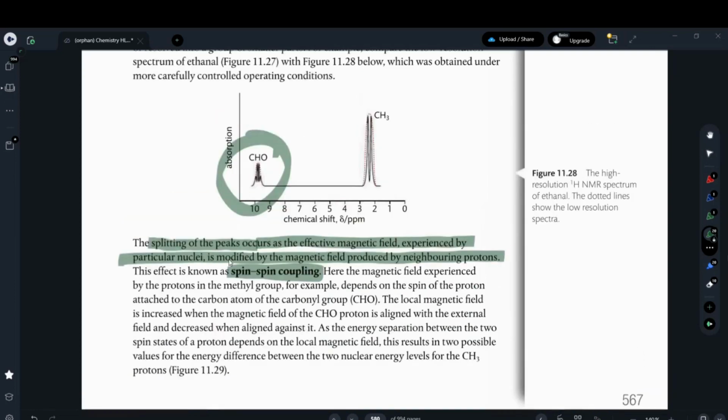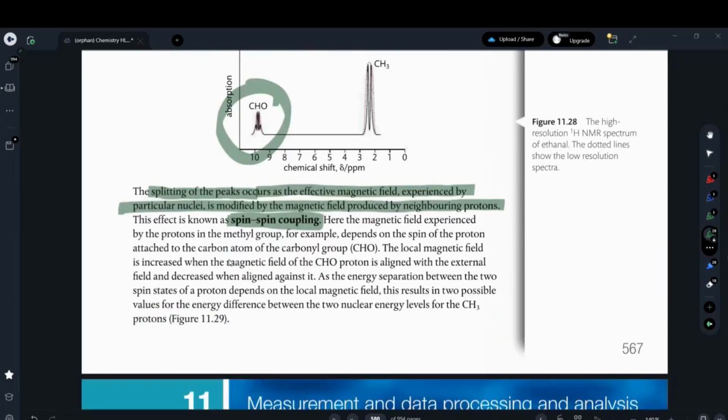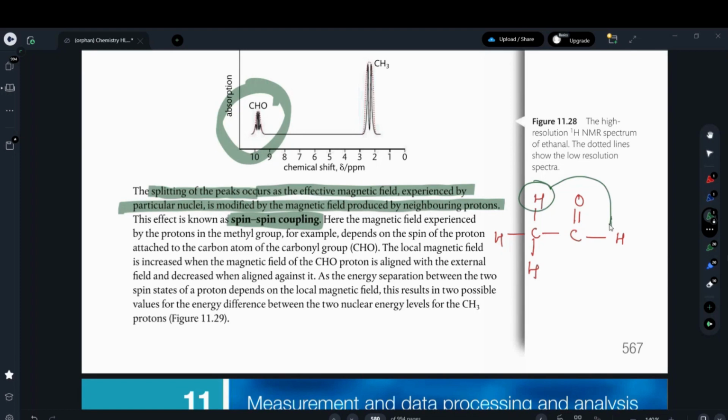So the molecule in this case is ethanol. If you draw the molecule, C double bond O and then H, this is the molecule. It depends on the spin of the proton attached to the carbon of the carbonyl group. So the peak of this hydrogen is dependent on this hydrogen. Is that clear, Nessa? That's what it is telling you.